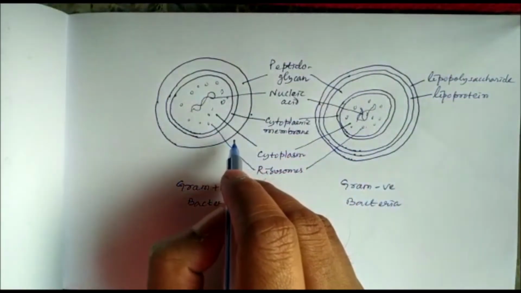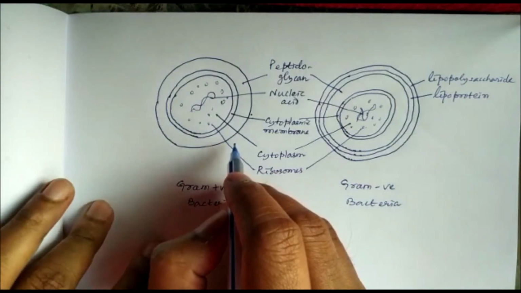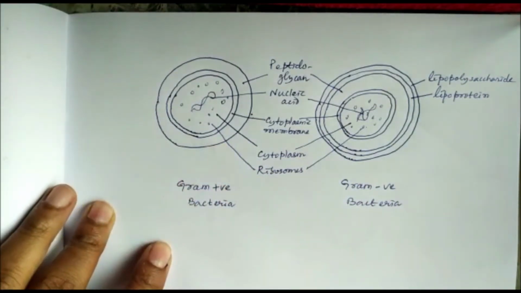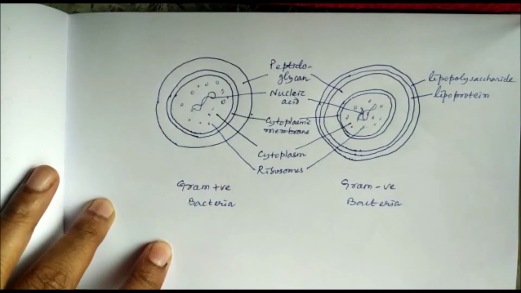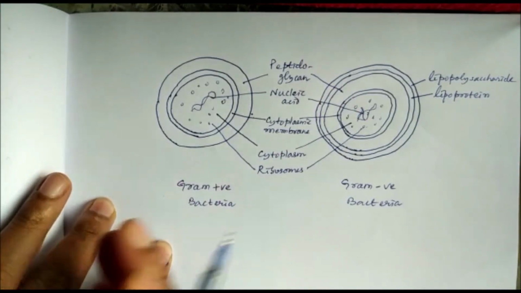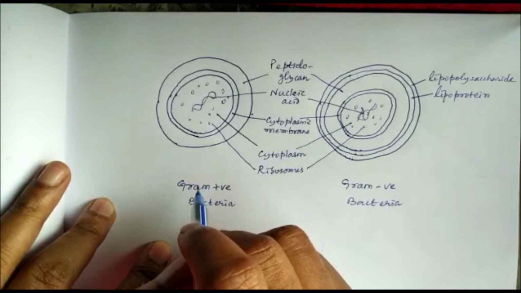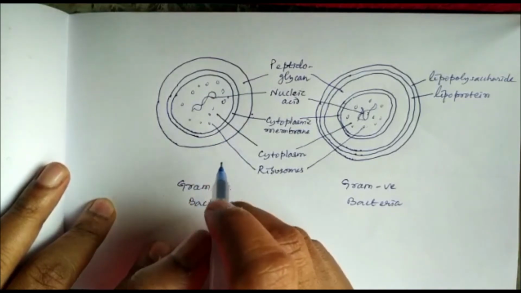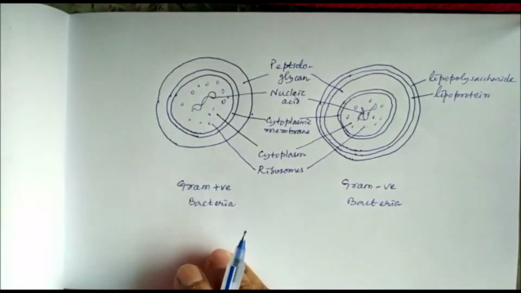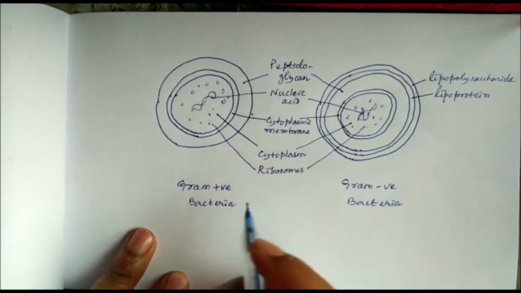So the bacterial cell wall. We can classify bacteria into gram positive and gram negative based on whether the gram stain can penetrate into the cell wall of bacteria or not. Accordingly we can have gram positive or gram negative.